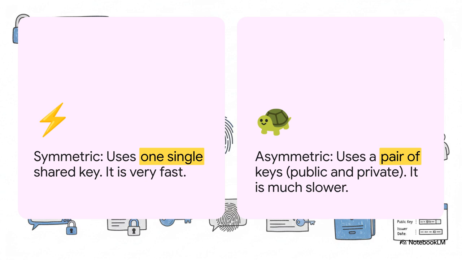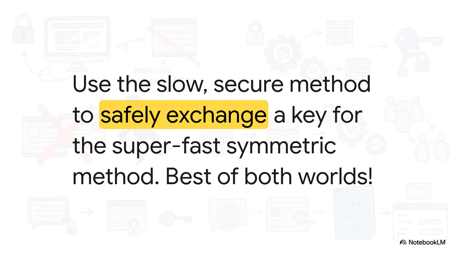Then you've got asymmetric encryption. This is clever. It uses two different keys, a public key that you can share with the whole world and a private key that you guard with your life. This solves the sharing problem, but man, is it slow. Like really slow. So what's the answer? You're faced with fast but risky versus slow but safe.